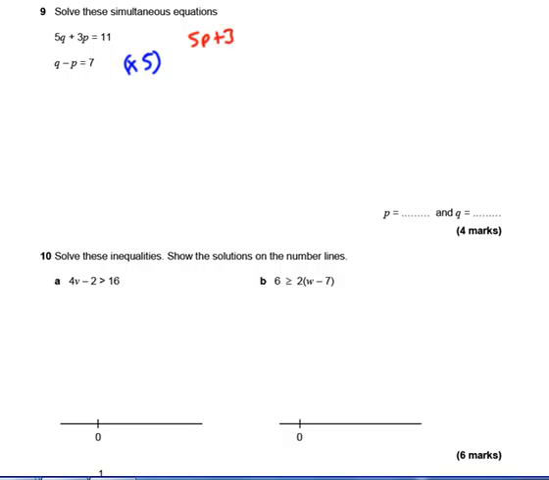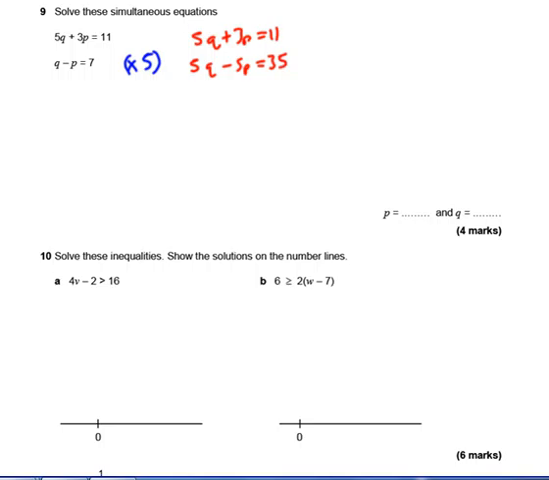So the top equation is still 5q add 3p equals 11. The bottom equation, if I multiply it by 5, becomes 5q, now minus p times 5 is minus 5p, and 7 times 5 is 35.